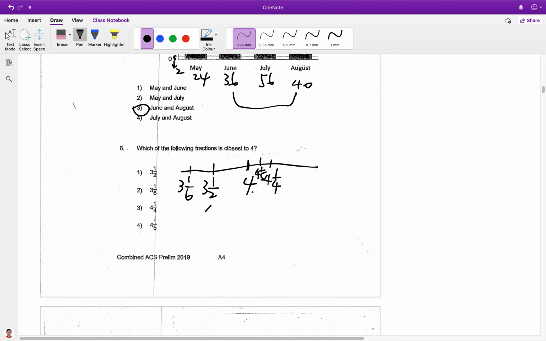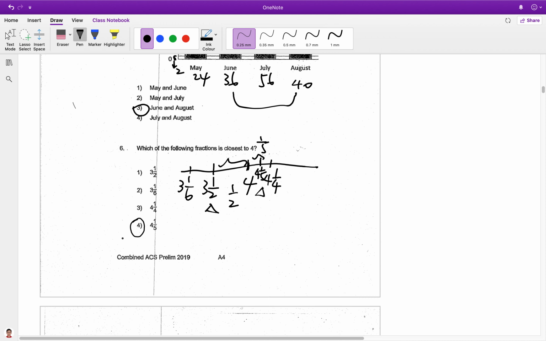Which is closest? Well, it should be this one, or this one. Then what's the difference here? We see that this is 1/4, and this one 1/5, right? So this one is smaller. So this one is closest.